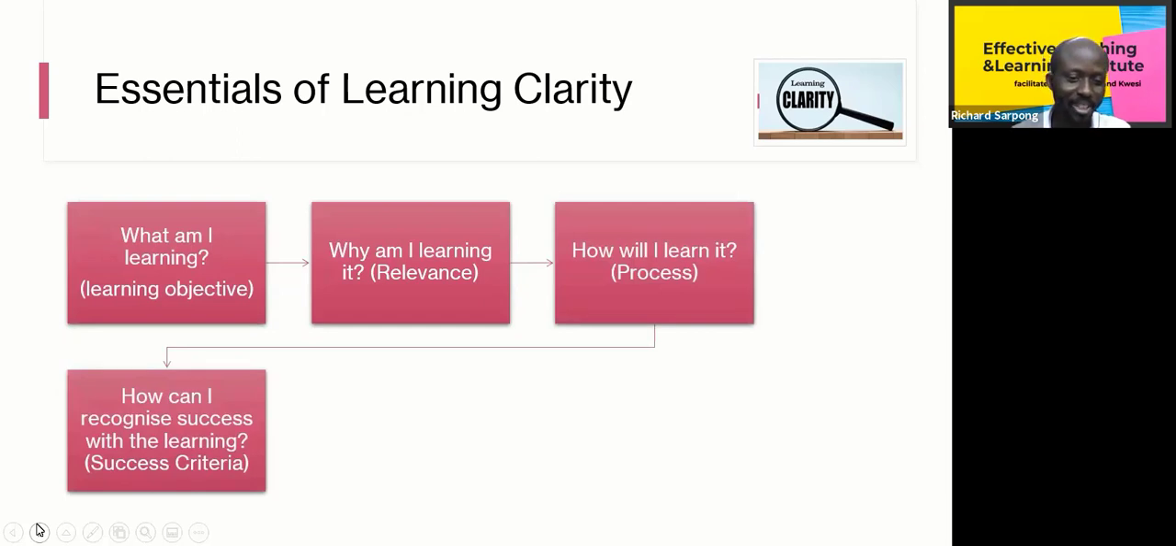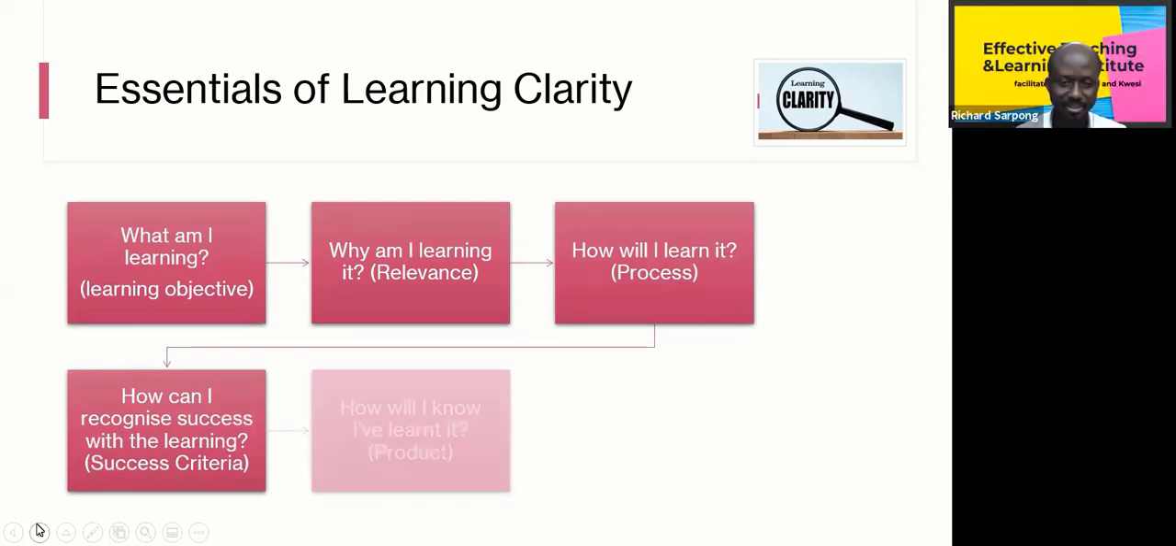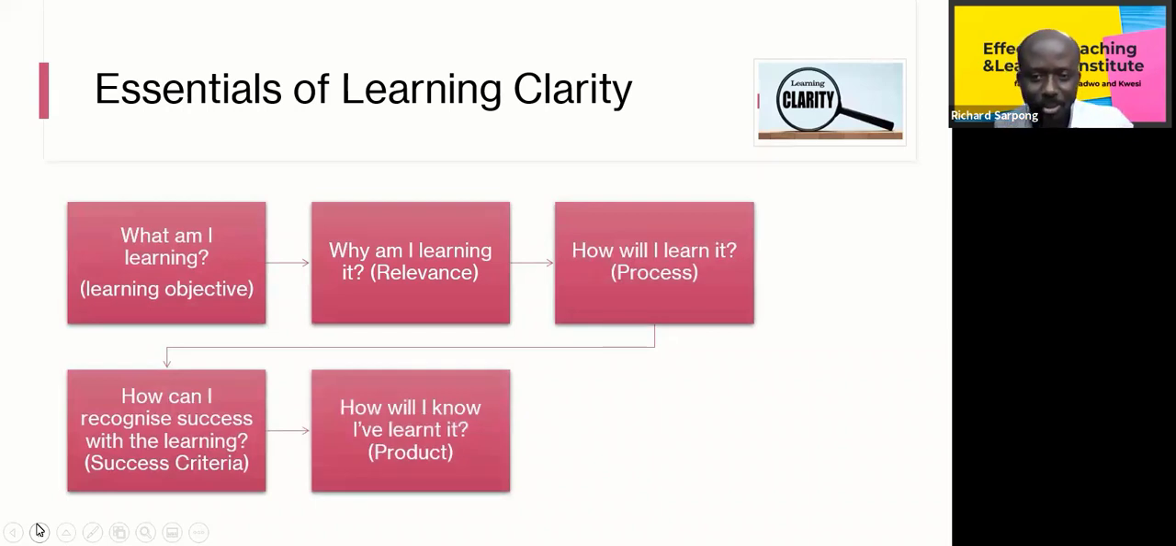The process. And then, once again, how they can recognize success with their learning. And lastly, they should also be able to determine how they will know that they have learned it, which is the products of their learning. It could be an essay, it could be a solved mathematical question, it could be a portrait in an art class, and many other products of assessment or products of learning that students demonstrate.